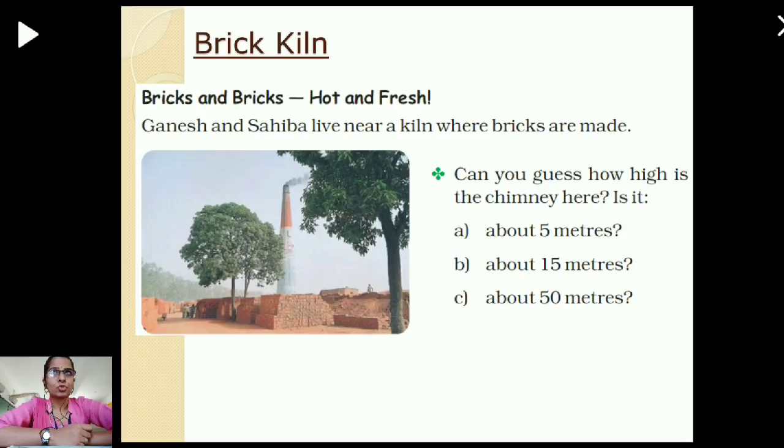I can guess that it might be about 5 meters, or about 15 meters, or about 50 meters. Now you have to guess how high it will be. What is asked here when it says how high? The height of the chimney is asked.